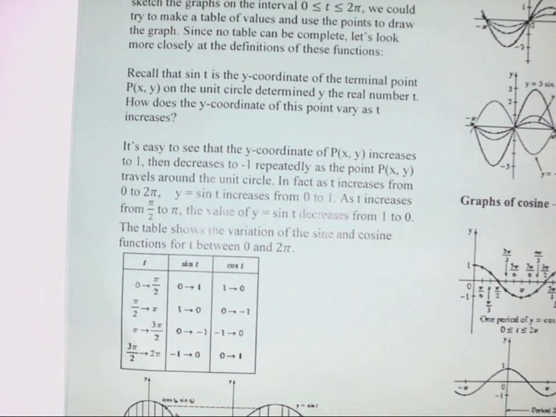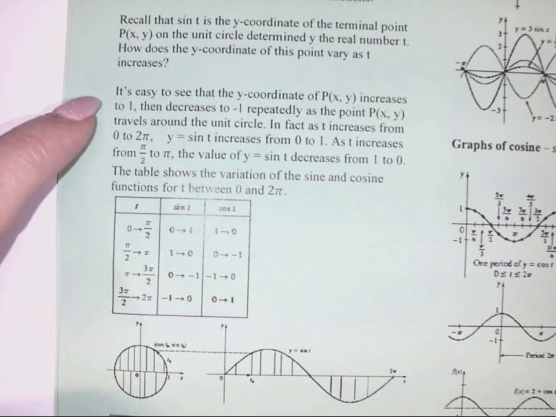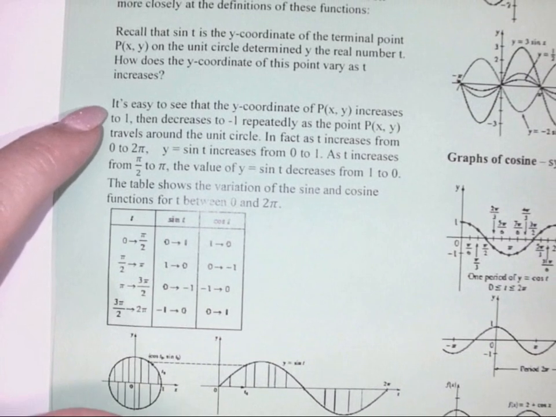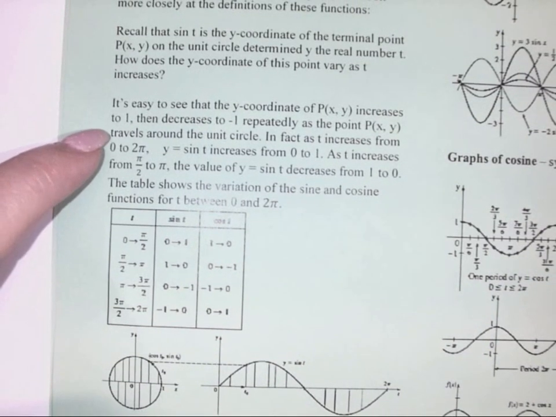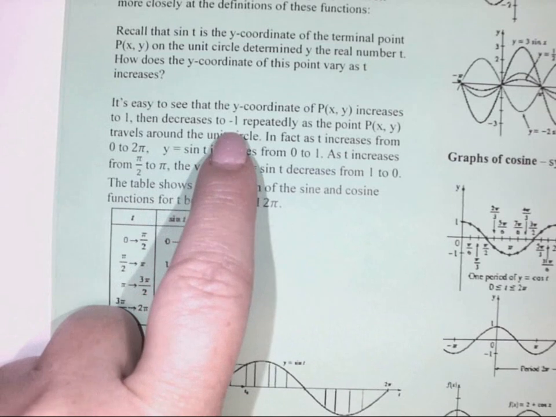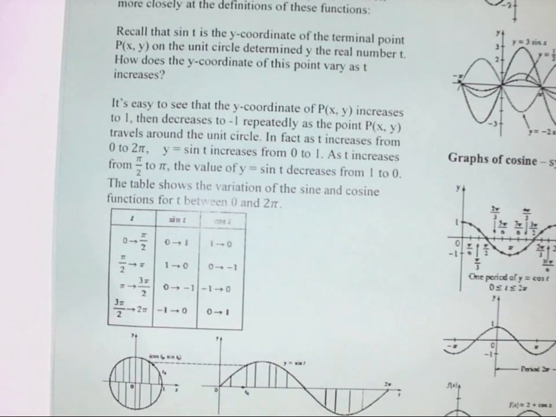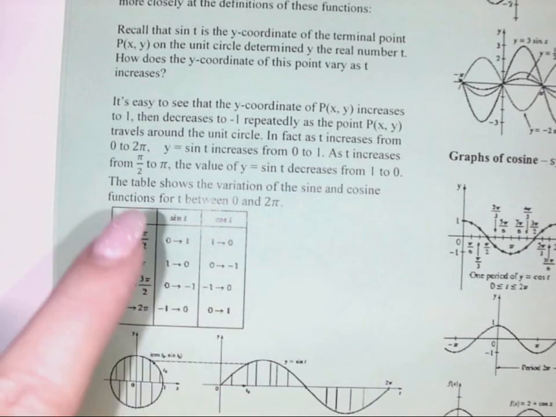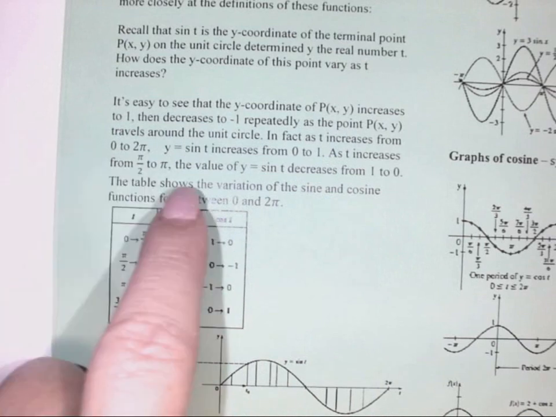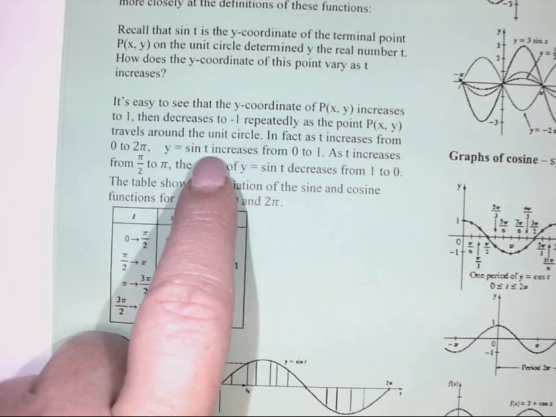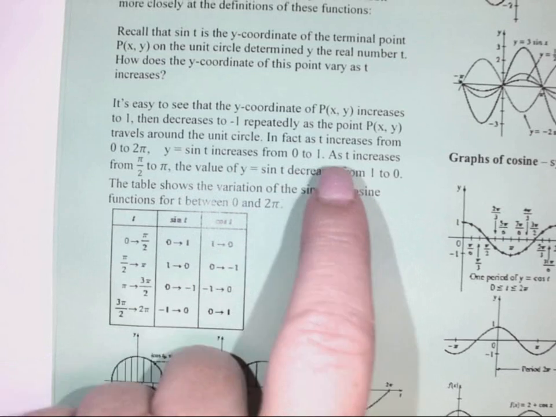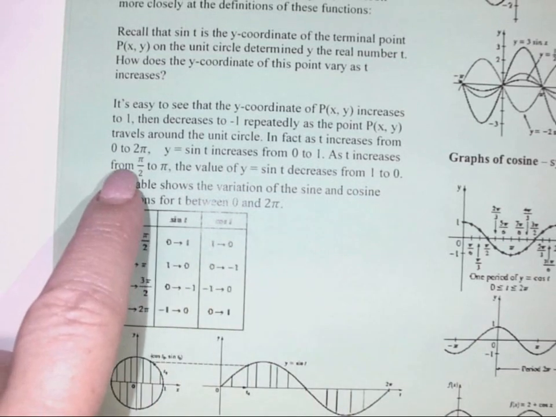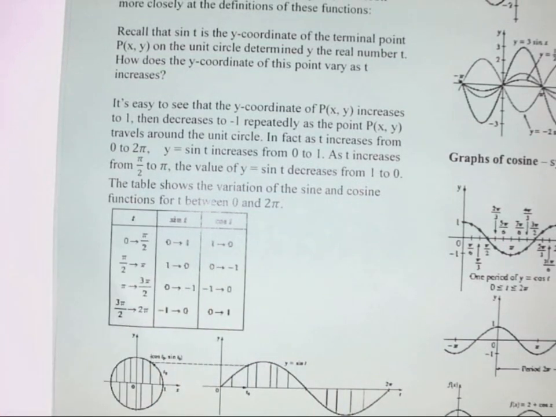So how does the y-coordinate of the point vary as t increases? With our y values, it's easy to see that the y-coordinate increases to 1 and then decreases to -1, and it repeats as the point travels around the unit circle. So let's go look at that for a second. You can see the increase from 0 to 2 pi, because the sine value will increase from 0 to 1, and then on the next part it goes back down from 1 to 0.